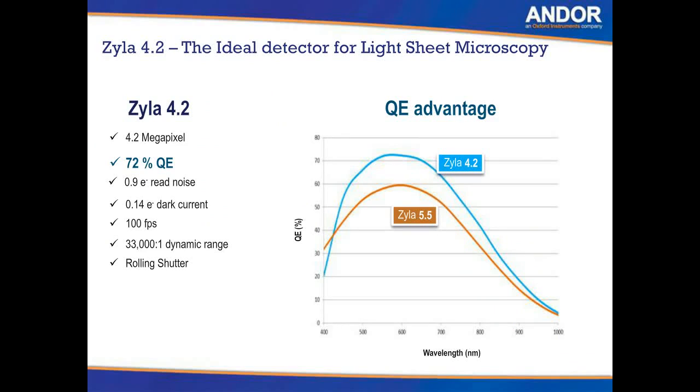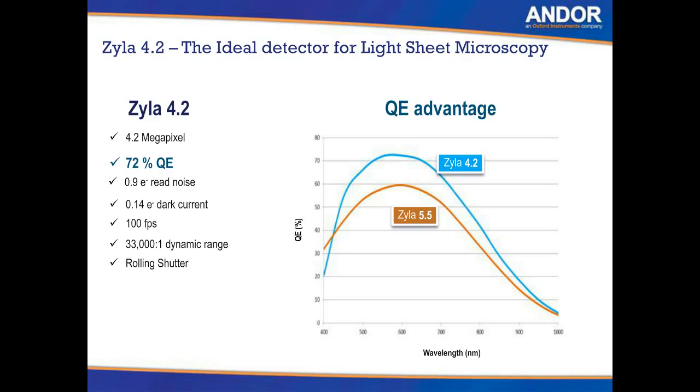If we just move on to the next slide, you can see that the Xyla 4.2 is the ideal detector then for light sheet microscopy. Andor have a range of sCMOS detectors. We have Xyla 5.5, we have Neo 5.5, and we have Xyla 4.2. The reason why the Xyla 4.2 out of the full range of sCMOS is the ideal detector is, first of all, because of its quantum efficiency.